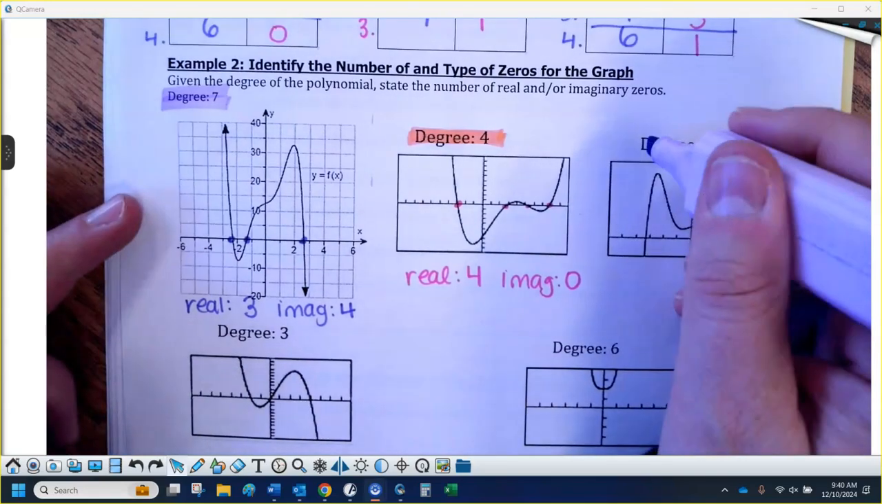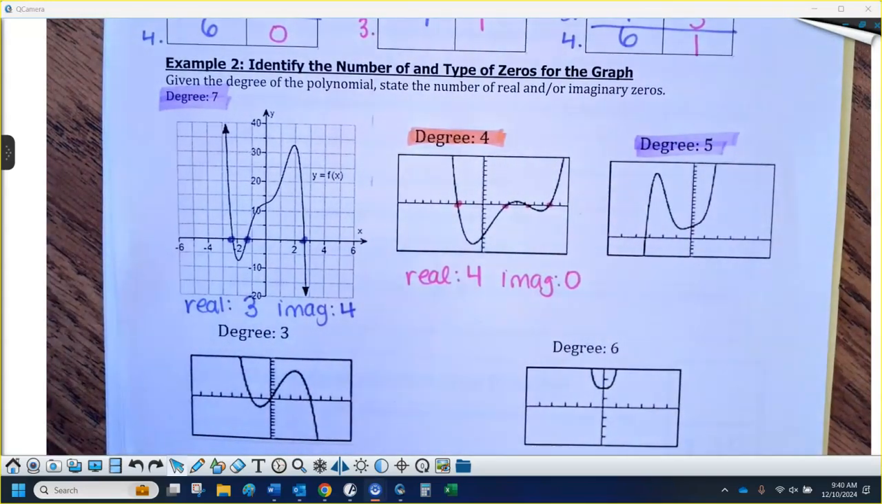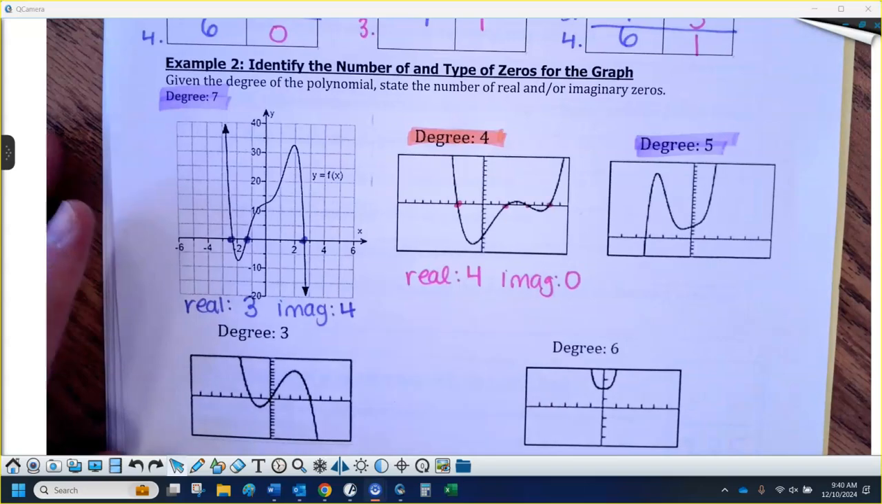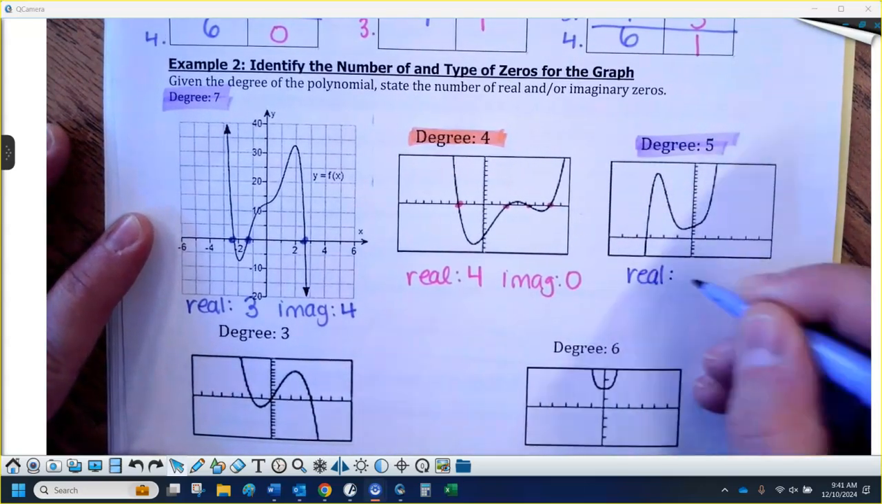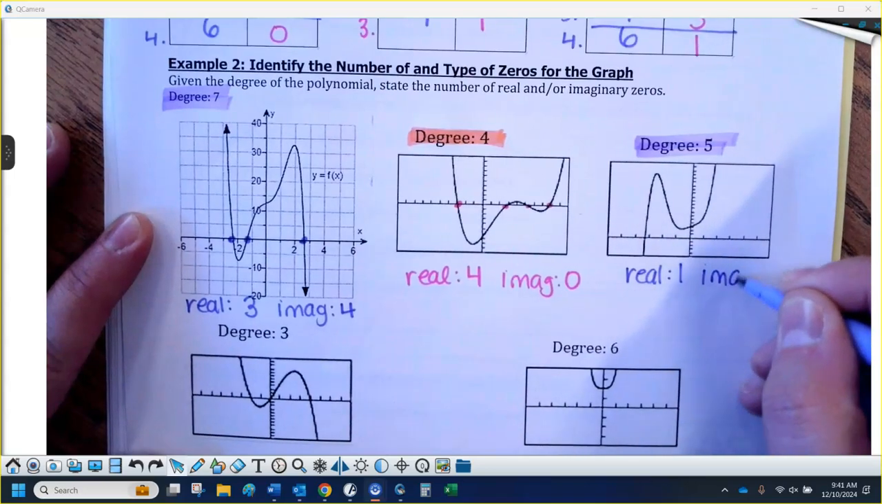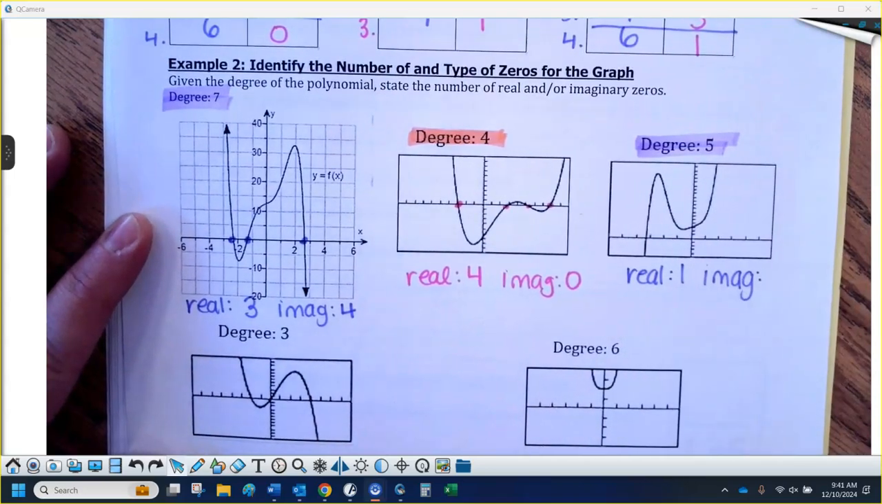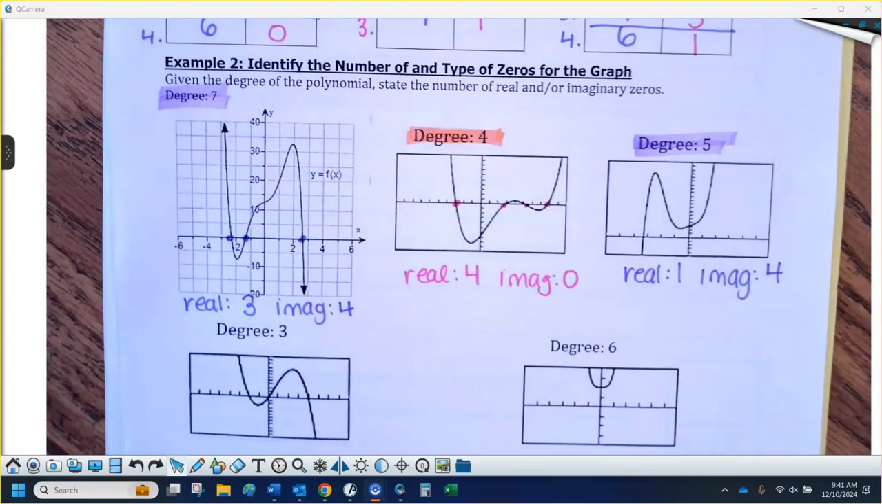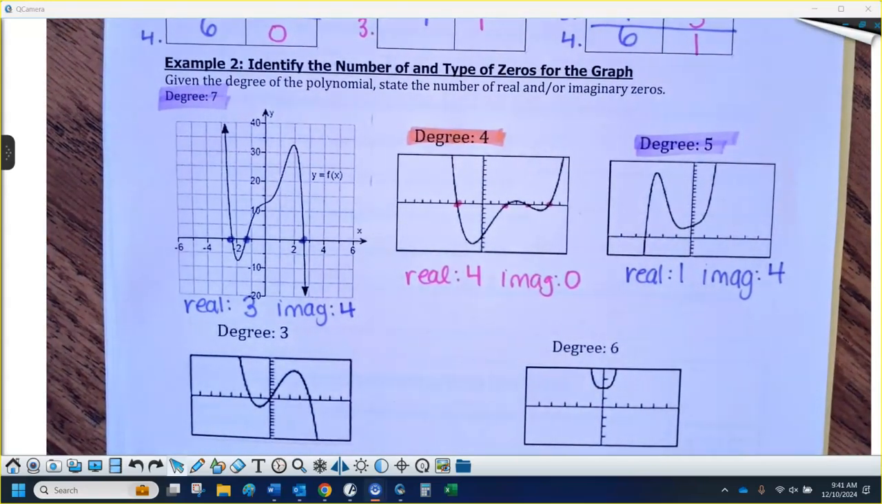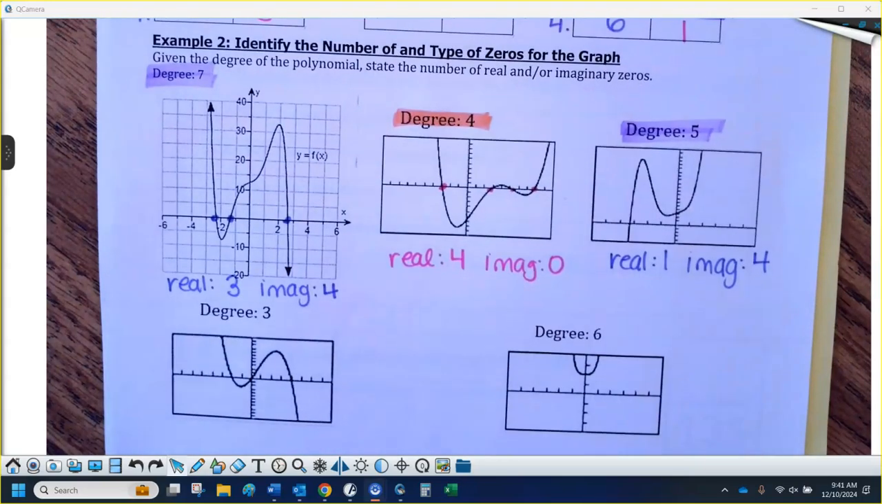All right, this guy on the end here, this is 5th degree. How many real solutions do you guys see on this last graph? Just 1. Then if it's a 5th degree, how many imaginary solutions would it have to have? 4. Perfect. You just have to make it add up to the degree, and you can see the real ones on the graph.